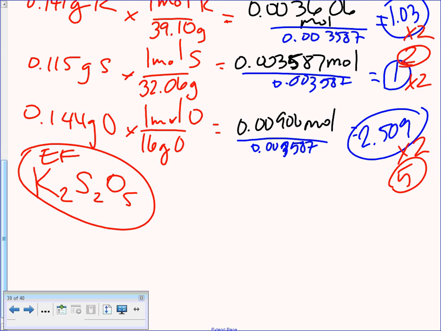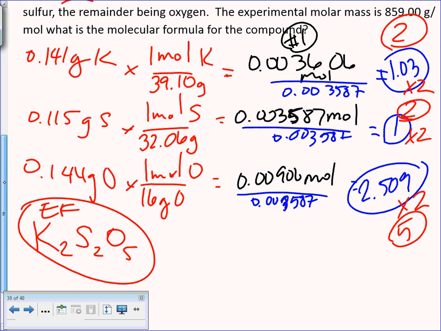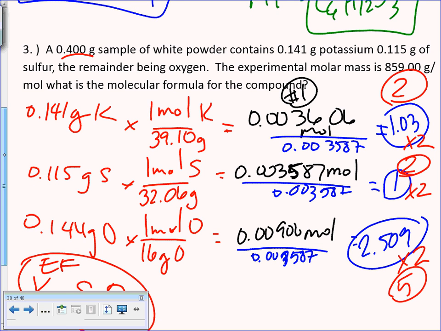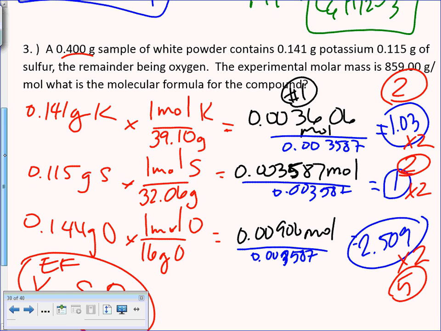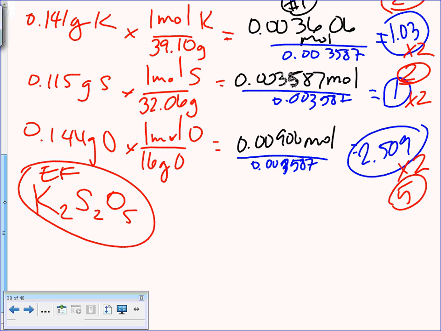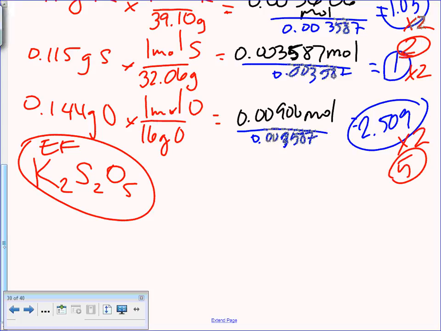We've only really dealt with the first sentence. Second sentence. Tell me what I do. So take that mass, that big mass, right? Yes. Divided by what? The mass of this. What was it? 859 grams per mole. Yes.